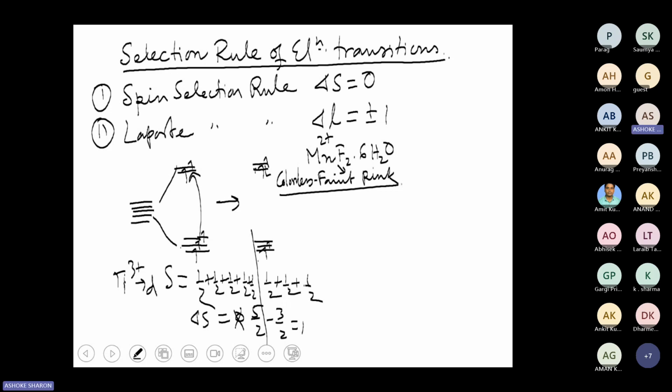So in this way, we can accommodate the role of the selection rule in the color of the coordination complex. Whatever I have discussed till now is all for the spin selection rule. And what is the Laporte selection rule? The Laporte selection rule says that delta L should be ±1. What does it mean? It means that the transition should take place between different orbitals, that is S to P, P to D, D to F, or vice versa.